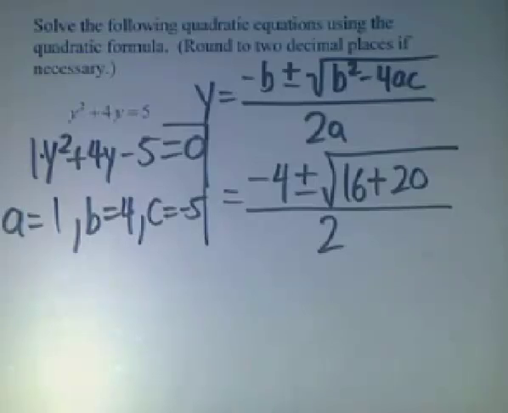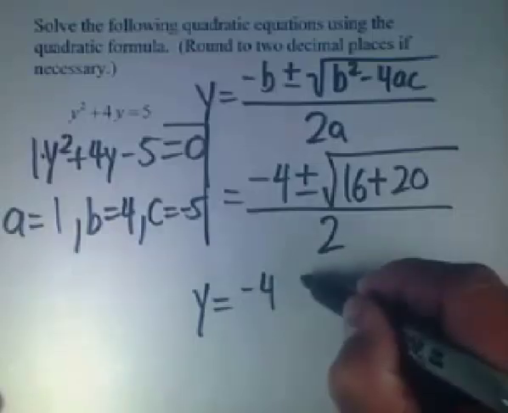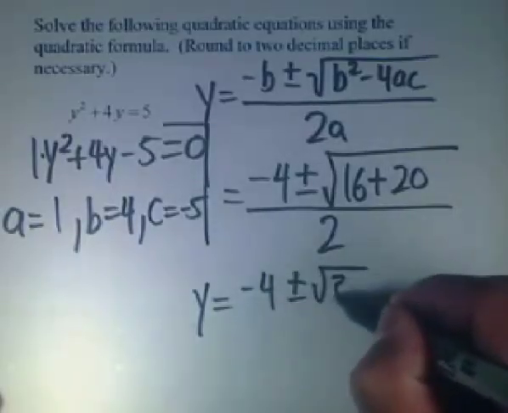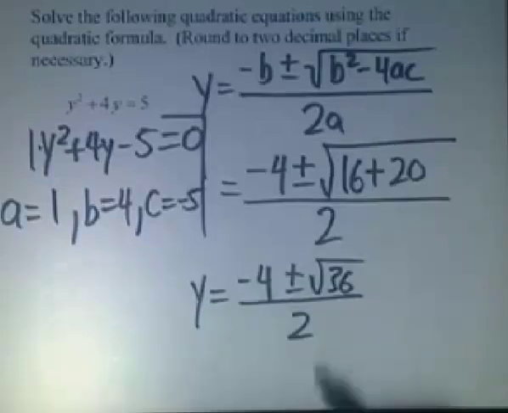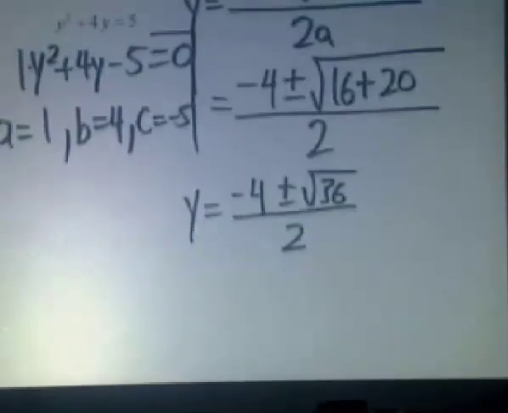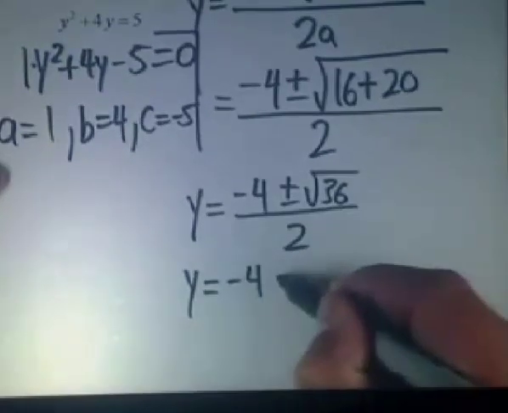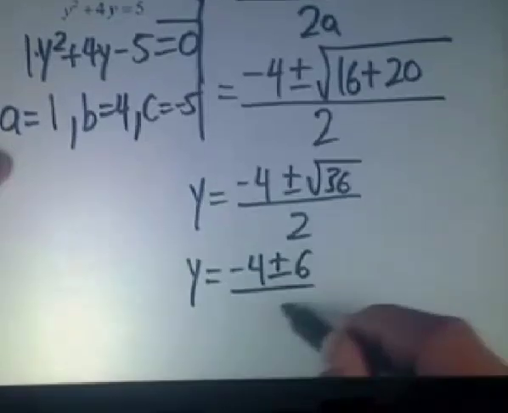So now we need to simplify under the radical sign. We can say y is equal to a negative 4 plus or minus the square root of 36 all over 2. Now we'll simplify under the radical sign. Move this up just a little bit. We can say y is equal to negative 4 plus or minus 6 all over 2.